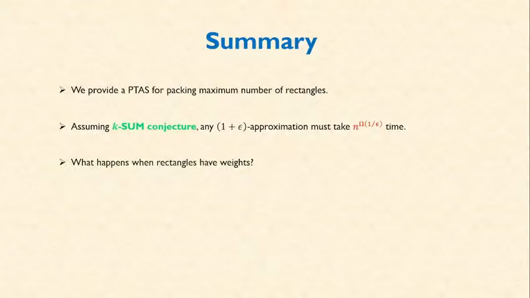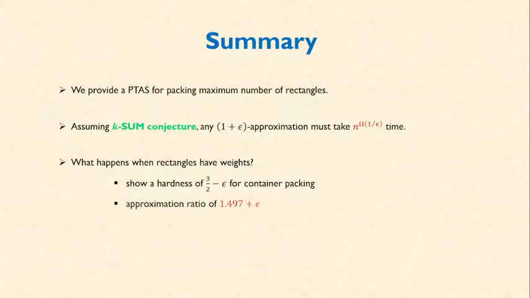And now for the general case when rectangles might have weights, that is, now rectangles have weights and we want to pack a maximum weight subset of rectangles into the knapsack. For this, unfortunately, it turns out that container packings don't work. I mean, we cannot get PTASs just by using container packings. So we show the existence of instances where the best container packing can pack only 2/3 of the optimal weight of rectangles. However, we then go beyond container packings to more general solutions, and we are able to get slightly improved approximation ratios of roughly 1.497. So yeah, that's all. Thank you.